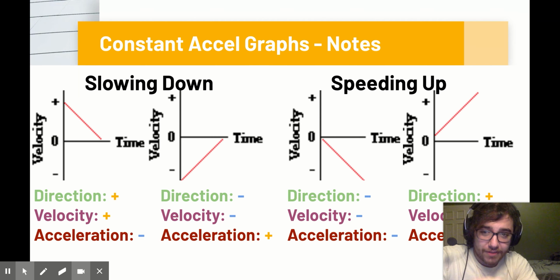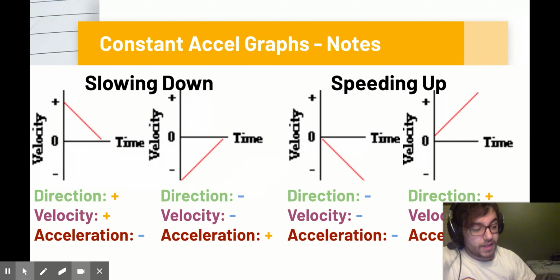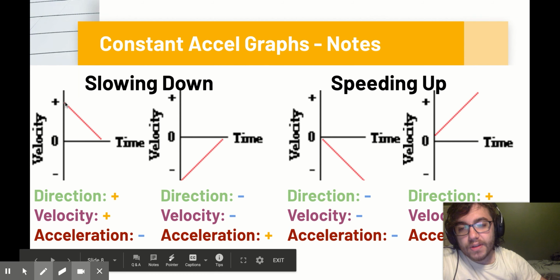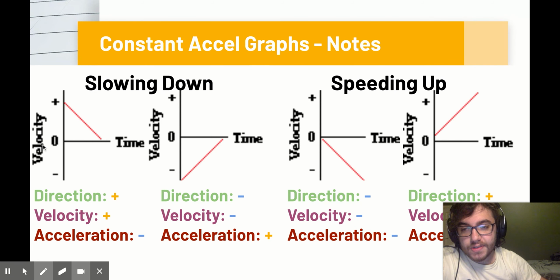We have velocity versus time. You can see that anything that is slowing down is actually going towards zero velocity. So what this means is that by the time it reaches this line, it has no movement.